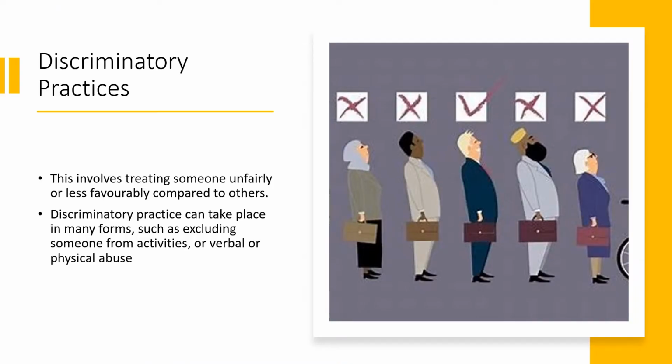So, what are discriminatory practices? This involves you treating someone unfairly or less favourably compared to others. Discriminatory practice can take place in many forms, such as excluding someone from activities or verbal or physical abuse.